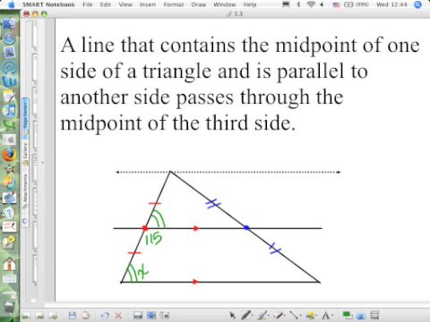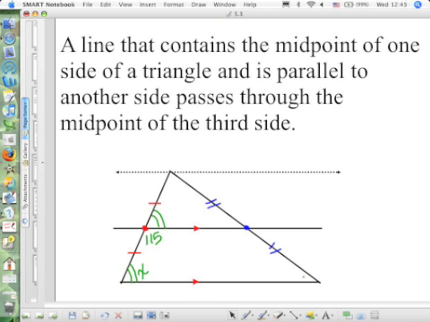65 degrees, because they're supplements. And then you can find out the top angle of that triangle. Once you know these two angles, then you can find this one because the three angles of a triangle add up to 180 degrees. So that's a bunch of stuff we can do with that theorem.